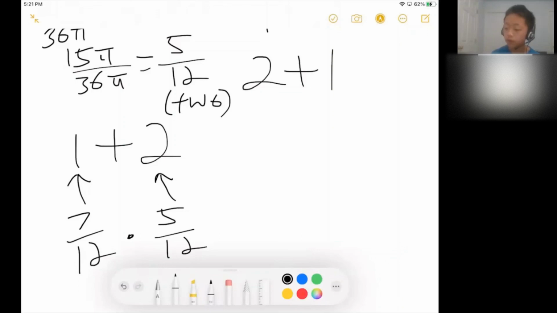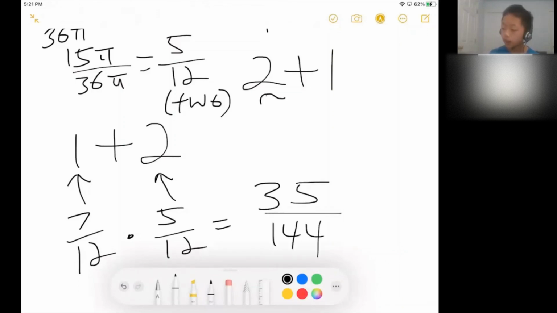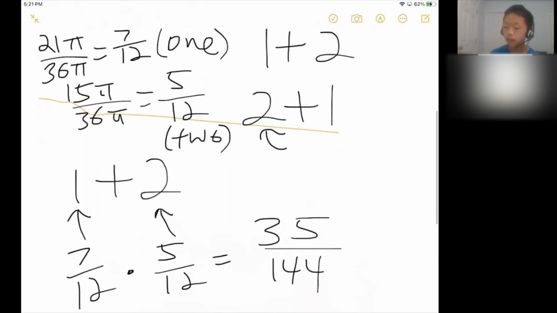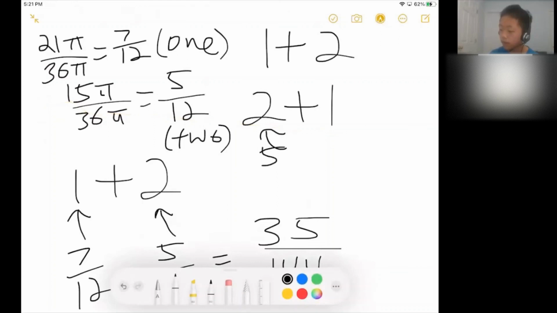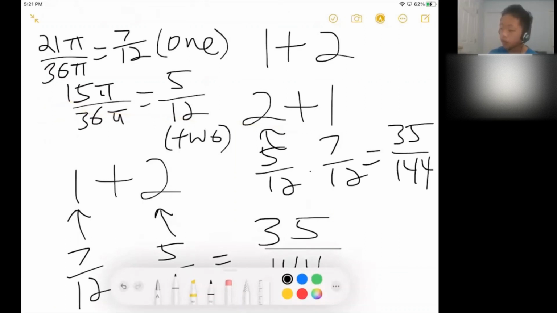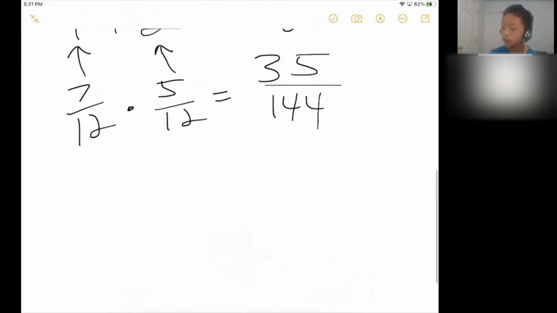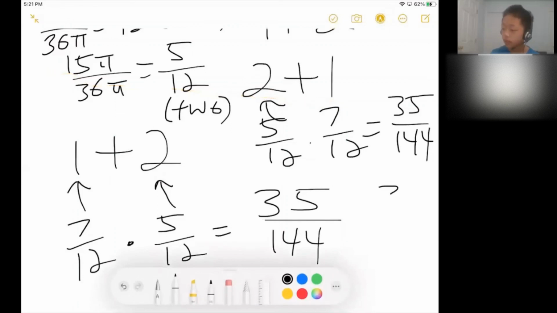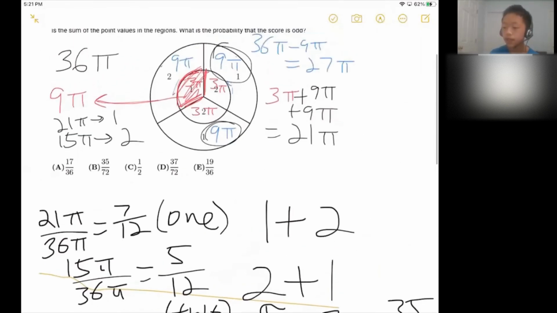So 7/12 times 5/12 is equal to 35 over 144. And we can do a similar calculation for the 2 plus 1 case. For 2 plus 1, we would have 5 over 12 times 7 over 12, which would also give 35 over 144. So to find the total probability, the answer would just be 35 over 144 plus 35 over 144, which is 35 over 72. And that would be choice B, and we would be done.